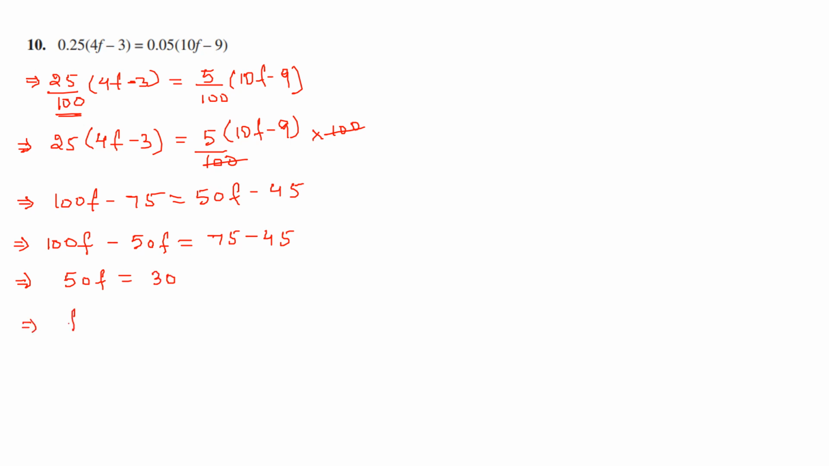So from here I can write f as 30 by 50. I have transposed 50 to other side. So multiplication changed to division. 0, 0 cancel. So it is 3 by 5. Now in the question, here decimal number was there. So I will give the answer in decimal.